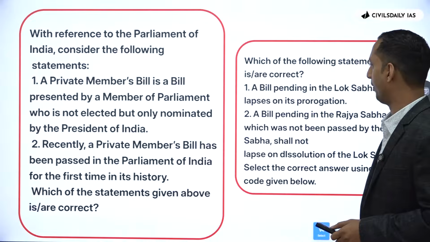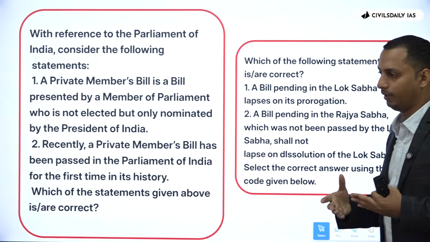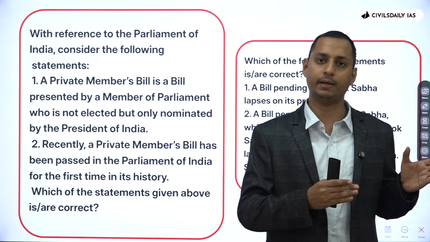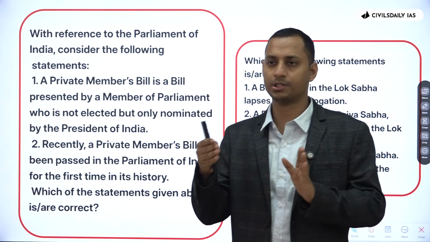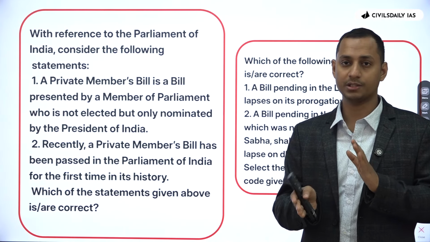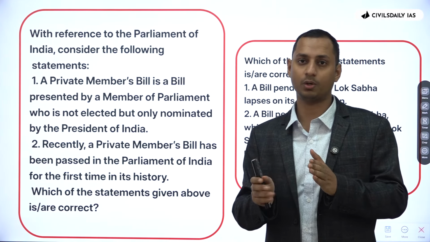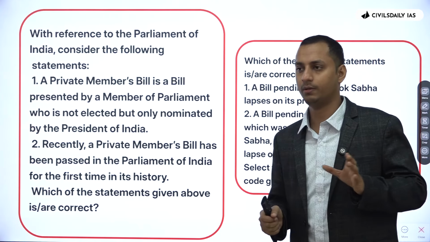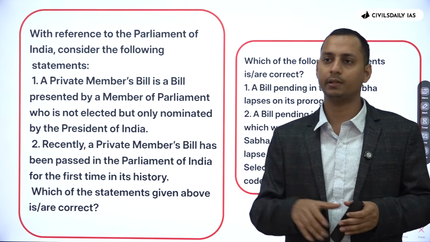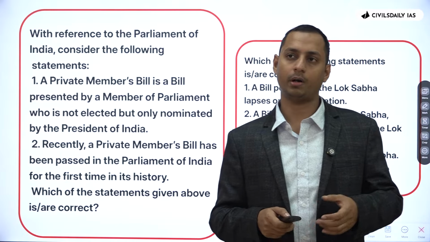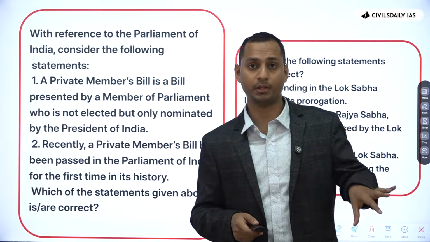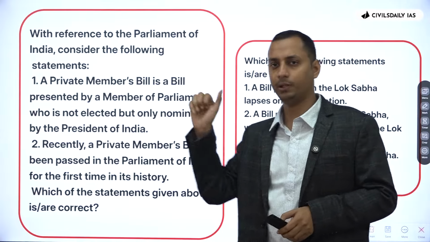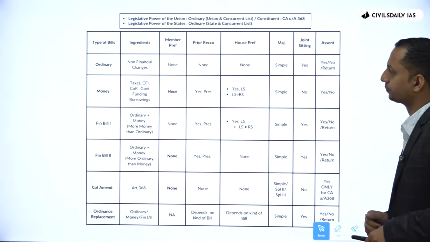Private members bill, UPSC asked, what happens to a bill when it is pending in Rajya Sabha? What happens after the bill is transferred from Lok Sabha to Rajya Sabha? What happens when a bill gets dissolved, I mean, when the parliament gets dissolved? All these different issues are there, right? So you need to have clarity. Let's say, what happens if the bill is passed and the presidential election happens? Or what happens if the bill is passed and then the dissolution takes place? For all those things, what happens to the bill? You need to have clarity regarding the same.